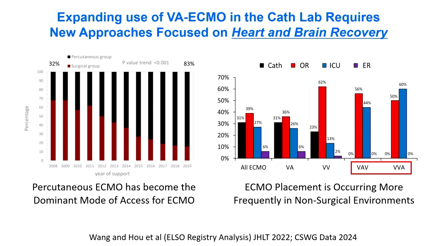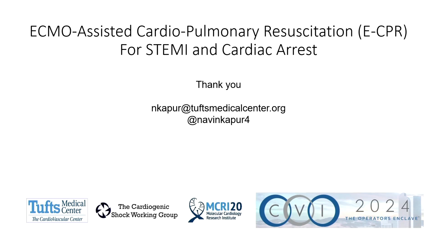One thing to keep in mind is that there's expanding use of VA-ECMO in the cath lab. AHA now has a 2A recommendation for eCPR. eCPR is the most egregious form of cardiopulmonary failure. We know that LV unloading makes sense in those cases, which may lead to cardiac recovery, but we've got to get really focused on heart and brain recovery. So think about those cases when you look at how you're perfusing both the heart and the brain and optimizing outcomes for these patients. Thanks very much.